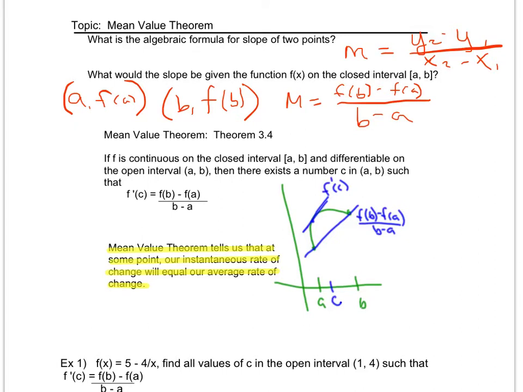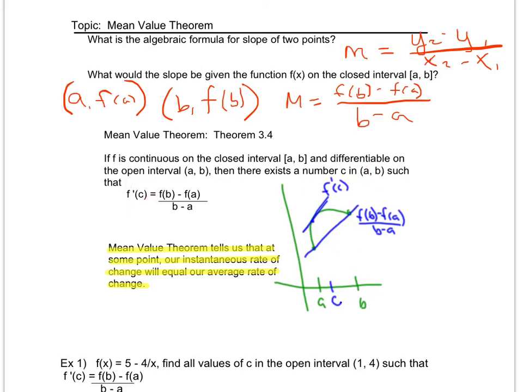Basically what that is telling us is that at some point, even if only for a second or for a 0.00001 amount of time, our instantaneous rate of change is going to be equal to our average rate of change. This formula that we've always known as the slope formula, we're going to start referring to now as our average rate of change formula versus our instantaneous rate of change formula.